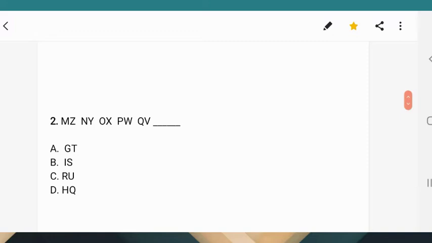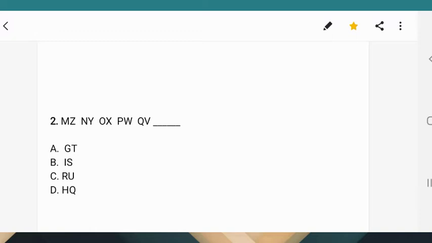MZNYOXPWQV. Alright, so if you observe, M, N, O, P, Q. So supposedly R is the answer. So which is the first letter that is in the choices? If we answer directly, number 3 is the answer right away because that is R. After Q comes R, right?